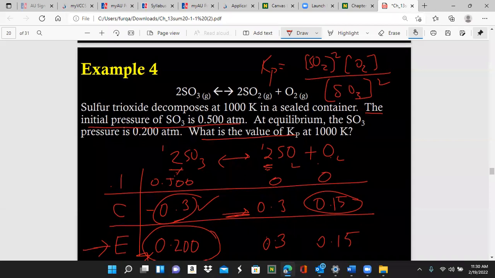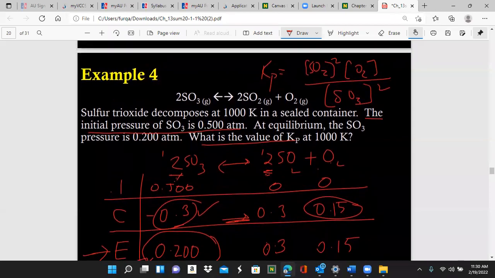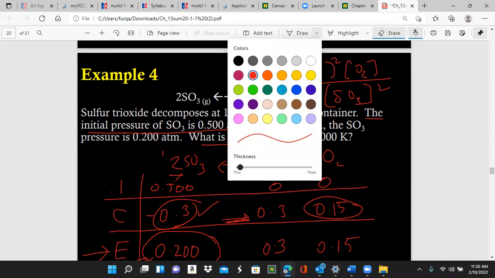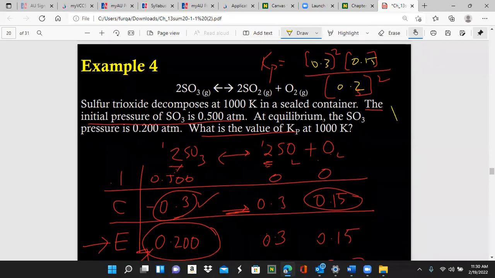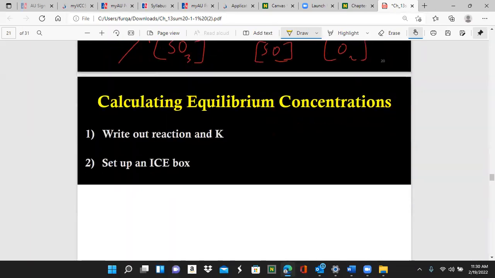So plug the concentrations in. If you plug the concentration in here, you're going to have it as 0.3, and you're going to have it as 0.15. And down there, you're going to have it as 0.3, right? No, 0.2. And then you can find out the value of Kp.